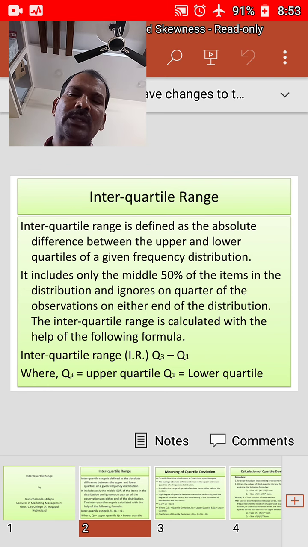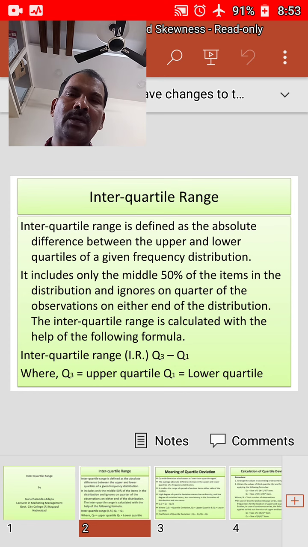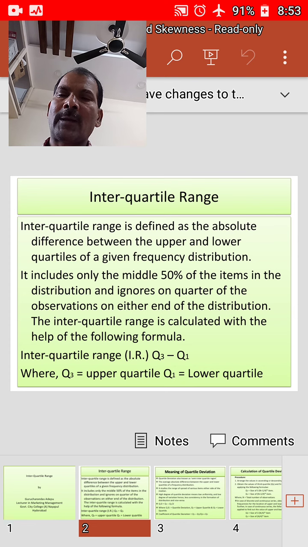In simple words, interquartile range can be defined as the absolute difference between the upper and lower quartiles of a given frequency distribution. We will consider the upper and lower quartiles, where Q3 is the upper quartile and Q1 is the lower quartile, and the difference between these two quartiles is called the interquartile range.